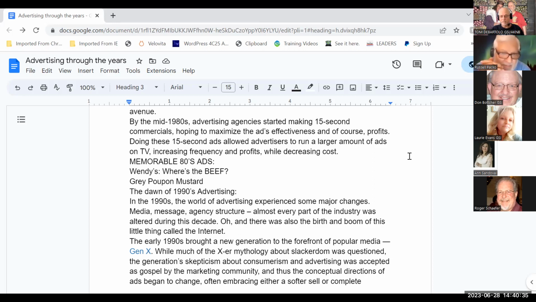The memorable ads are Wendy's, where's the beef? The little old lady sitting there and picking apart the hamburger on TV and going, where's the beef? And that moved a lot of people over to Wendy's.